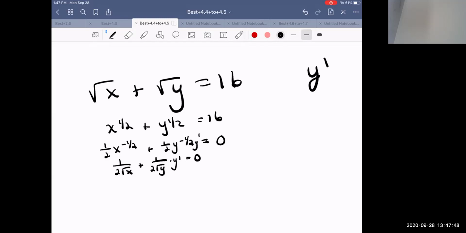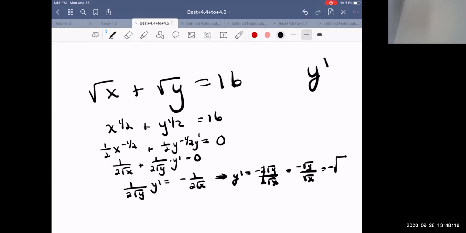And again, we want to isolate y prime. So I'm going to do that by first moving over 1 over 2 root x. And now I'm going to multiply both sides by the reciprocal. So I get that y prime is equal to negative 2 root y over 2 root x. The 2's are going to cancel, which gives me negative root y over root x, which is essentially negative square root of y over x, right? Rules of radicals.